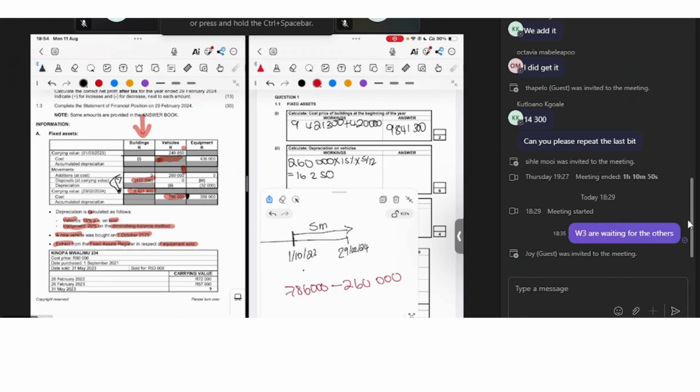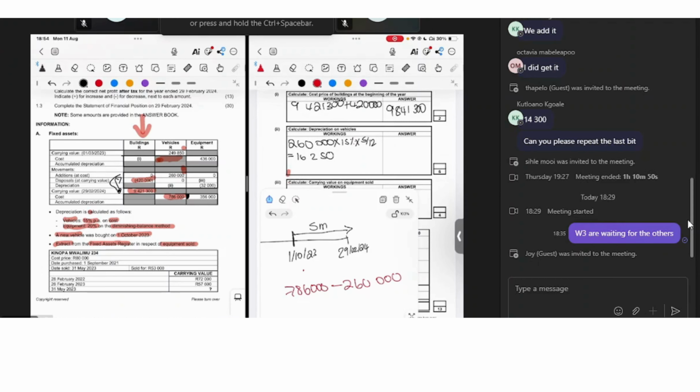So that will equal 786 minus 260,000, which will give us 526,000. So we take the 526,000 and we calculate our depreciation on that. So that will be multiplied by 15%. 526 times 15% will give us depreciation of 78,900. Then you add it together with the new vehicle's depreciation.